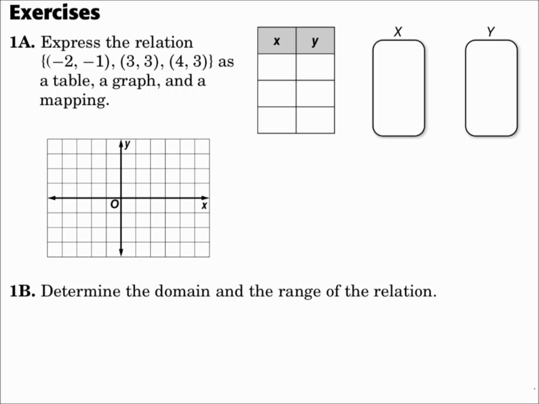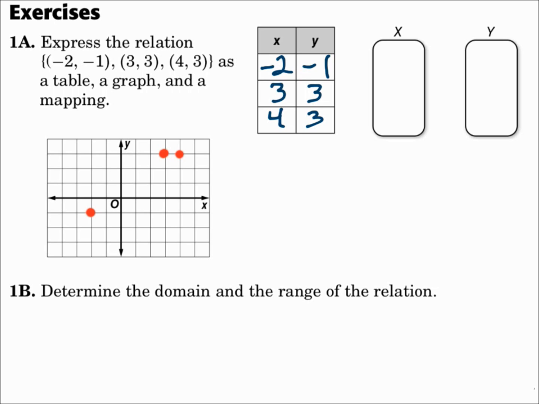Express the relation as a table, a graph, and a mapping. For the table, negative 2, negative 1 for the first ordered pair, 3, 3, and 4, 3. For the graph, plot negative 2, negative 1, which is left 2, down 1. 3, 3 is right 3, up 3. 4, 3 is right 4, up 3.